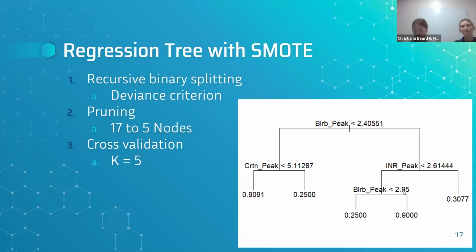The second method was again regression tree, and we went through the same steps. When we got to the pruning step, we went from 17 nodes down to 5 nodes. And again, as you can see from the tree here, our topmost node has bilirubin instead of INR. So bilirubin seems to be the most significant one in this model.